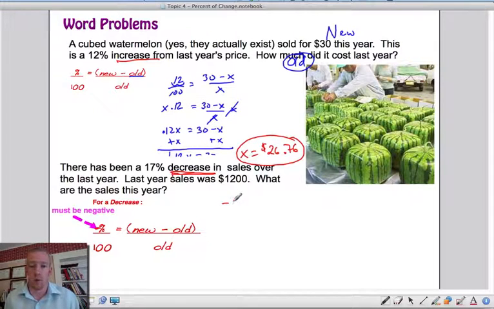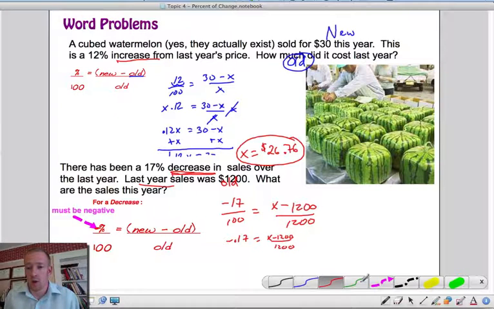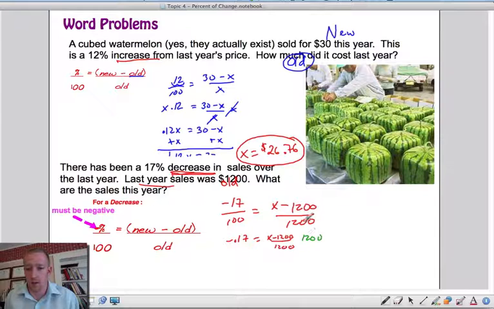Oops, my bad. We just write the number as part of this formula: negative 17 equals, last year is the old, so the new, we don't know. That's what we're looking for, minus 1,200 over 1,200. So we simplify this and get negative 0.17 equals x minus 1,200 over 1,200. We multiply both sides by 1,200 because that's the denominator here, and that cancels. That gives us 204. So I get negative 204 equals x minus 1,200.